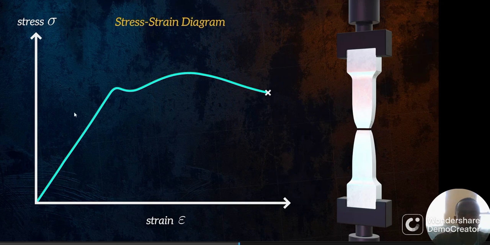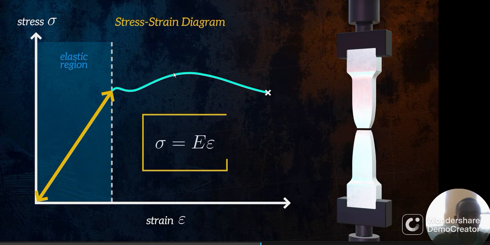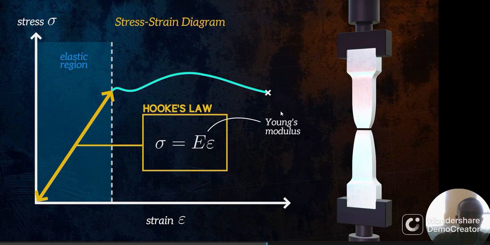Stress-strain diagrams for ductile materials, like this one, show that there is an initial region for low strain values where the relationship between stress and strain is linear. Deformations occurring in this region are fully reversed when the load is removed, and so are said to be elastic. This linear relationship between stress and strain is defined by Hooke's law. The ratio between stress and strain is called Young's modulus, which is an important material property.